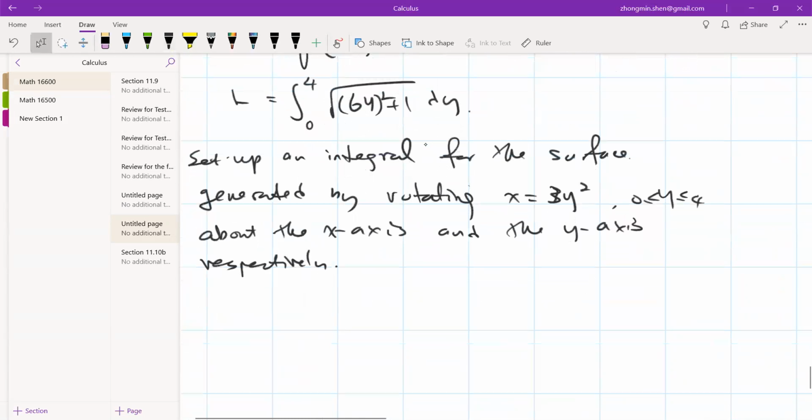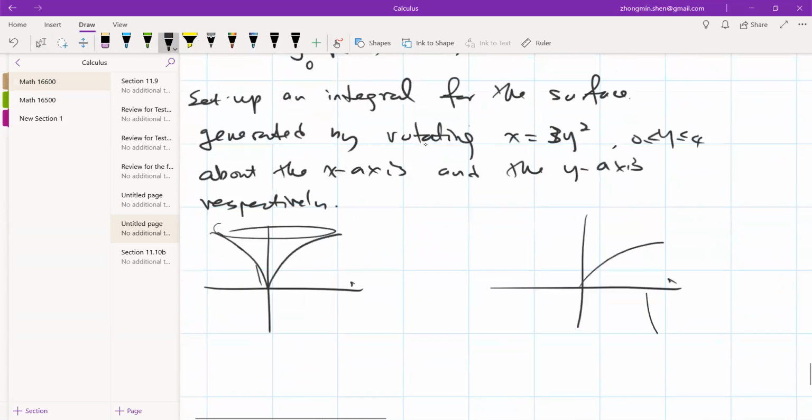Draw the two pictures. This one is about the y-axis. Then about the x-axis is a totally different picture. Right? The same curve.